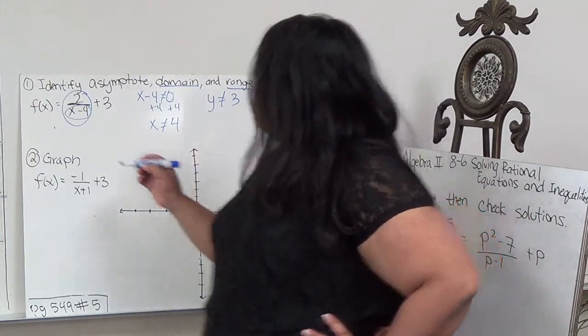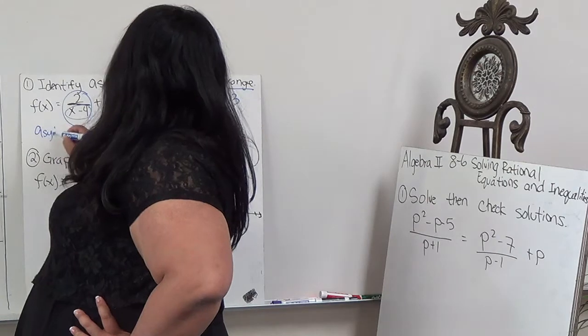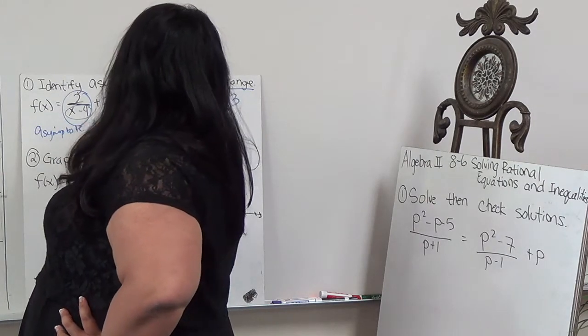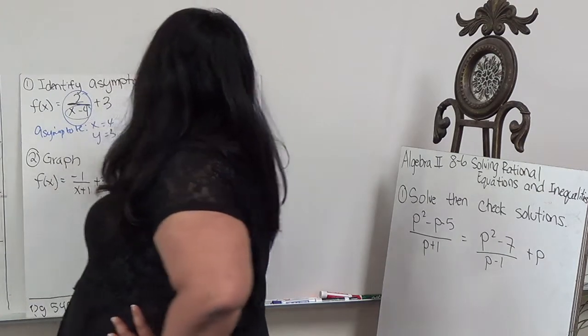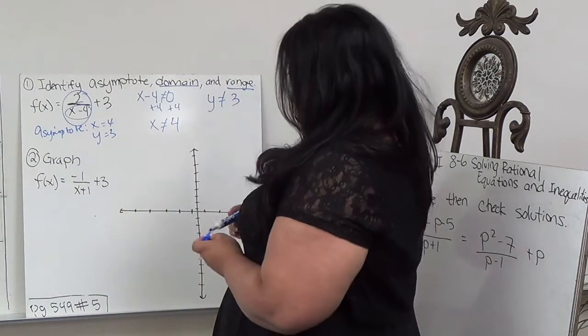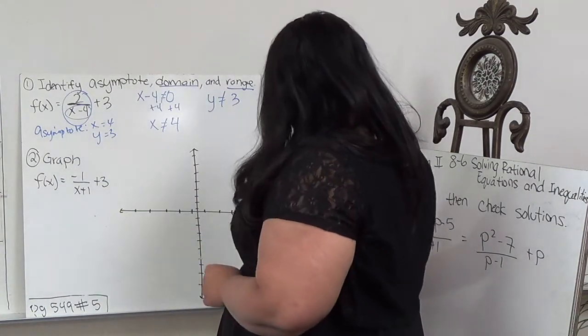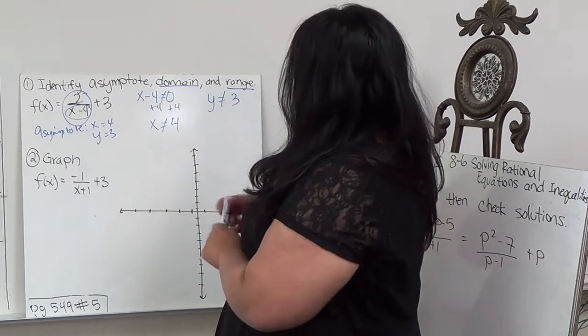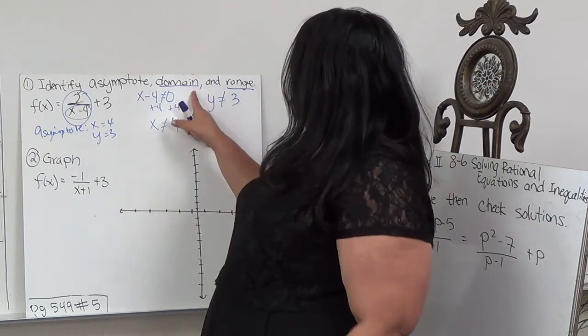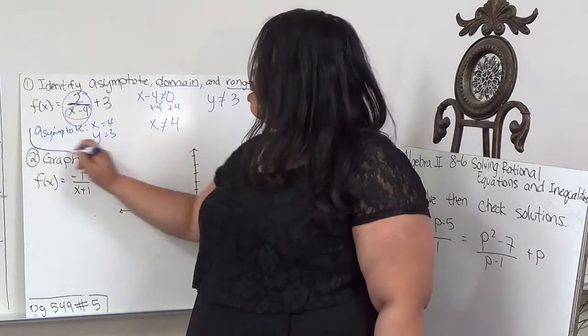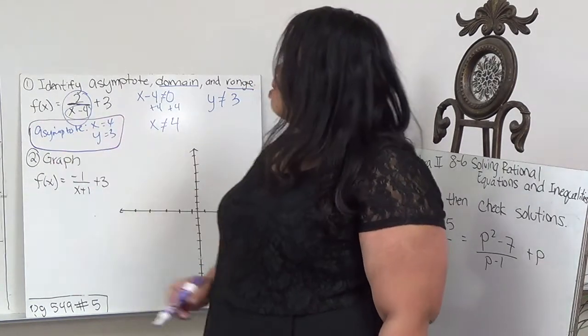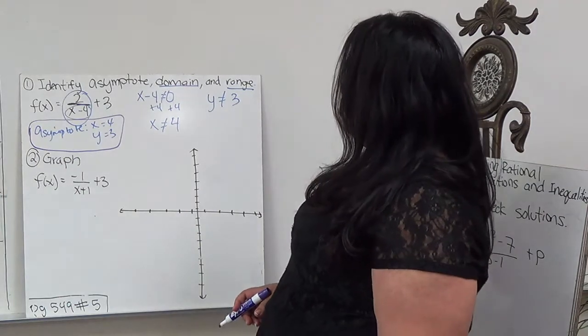So my asymptotes are x equals 4 and y equals 3. And then for my domain, x can be anything but 4, and for my range, y can be anything but 3. So it's the same thing, but you're writing it in different ways.